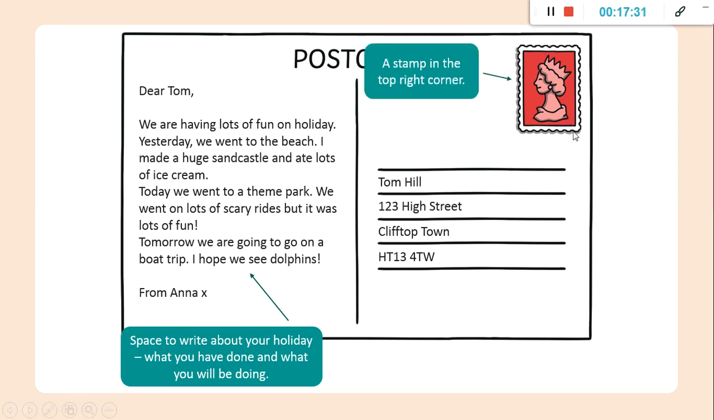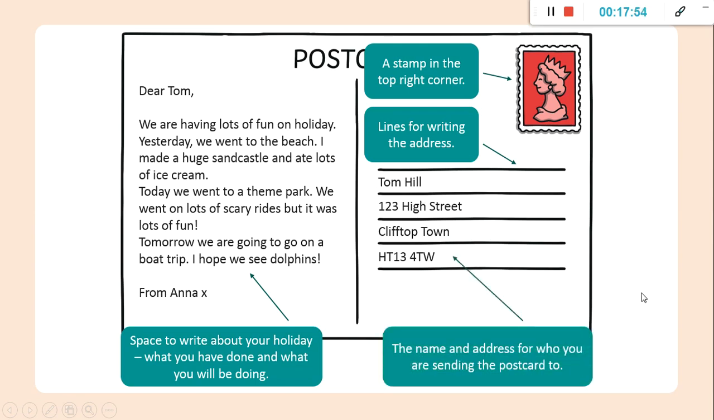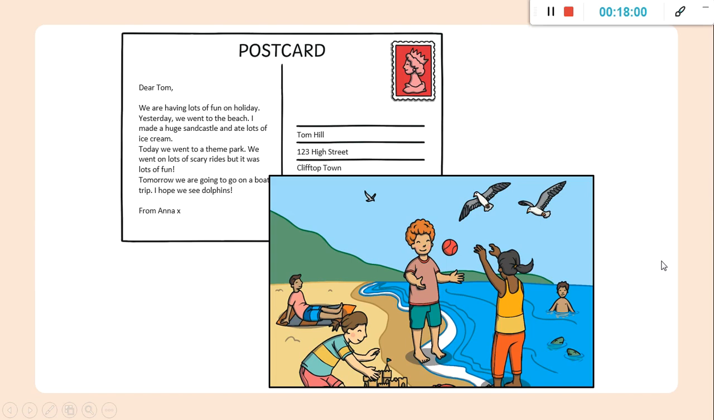Okay. There's a stamp. Why is it important that we've got a stamp there? Yeah, we wouldn't be able to send it to anybody, would we, if we didn't have a stamp? So that's another thing that makes it a successful postcard. We also need the lines for writing the address, and we need to write the address on there. We need to make sure the address and the postcode are right, and it's addressed to the person who we want to receive it, isn't it? So who we're sending it to.